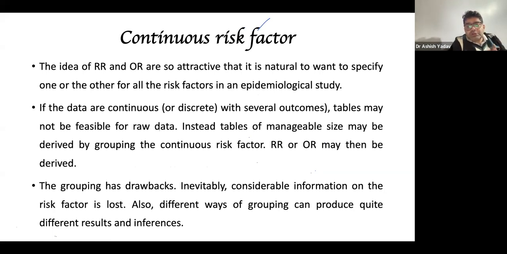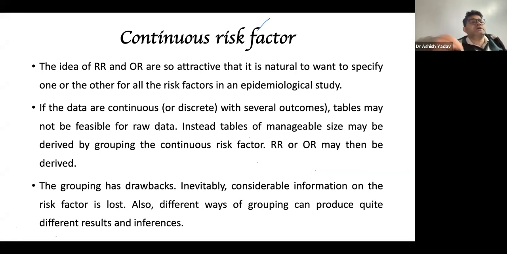Continuous risk factor. So far, we have seen that the risk is of dichotomous type, present or absent. But suppose the risk factor is not dichotomous and is a continuous variable. There are certain variables which are continuous in nature, for example systolic blood pressure and diastolic blood pressure.